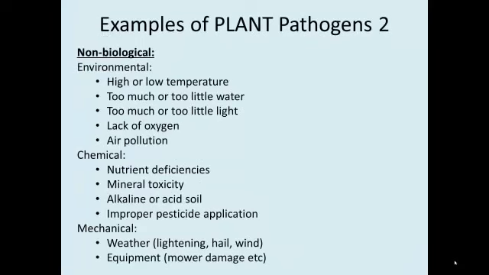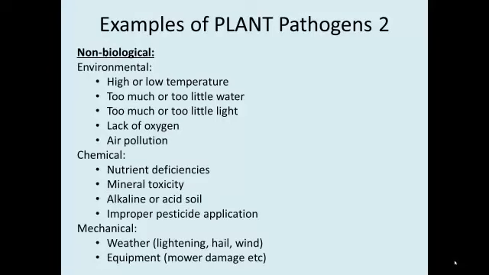Now there's some non-biological examples of plant pathogens. Environmental examples are just what you'd expect. It's too hot or it's too cold, it's too wet or too dry, it's too dark or it's too bright. Also, in some cases, a lack of oxygen can be a problem, and air pollution, which can lead to a lack of oxygen, and a host of other problems, acid rain and smog and particulates in the air that limit light. There are chemical things that can cause disease, nutrient deficiencies.